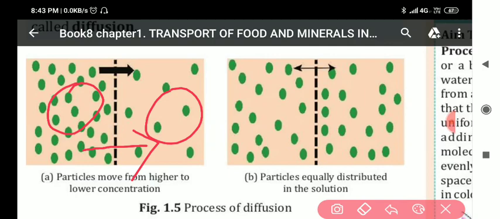Clear? Now you can see, my dear students, when the diffusion started, after some time the particles will be evenly distributed. In this you can see, now the particles are evenly distributed. Clear? So by this diagram we can understand the process of diffusion. In this diagram you can see the particles are moving from their higher concentration to the lower concentration. So this is known as diffusion.